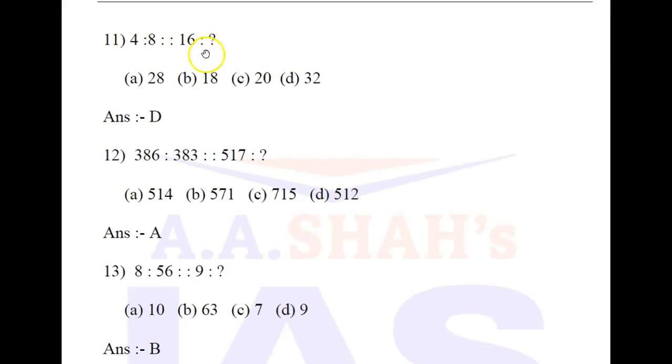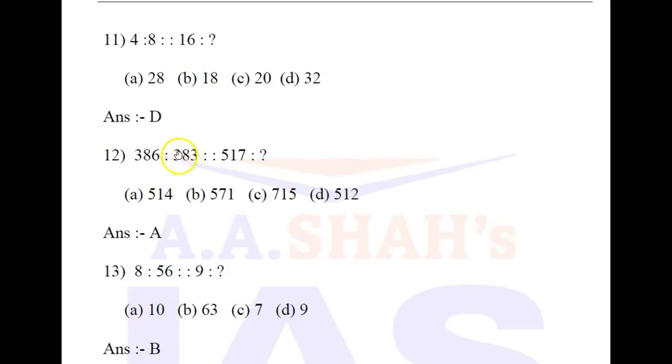4 is to 8 and 16 is to what? So now 4 multiplied by 2, the answer would be 8. So same thing, 16 multiplied by 2, the answer has to be 32. So D option 32 is your correct answer here.